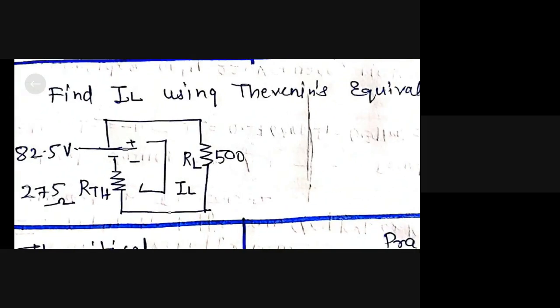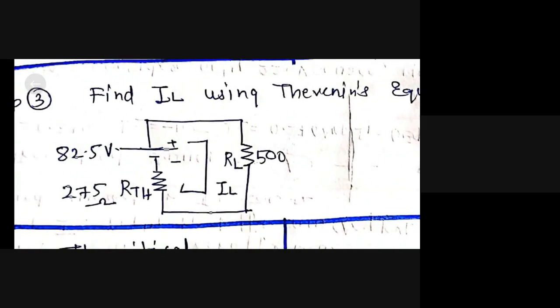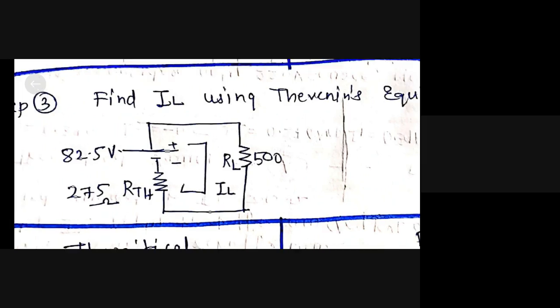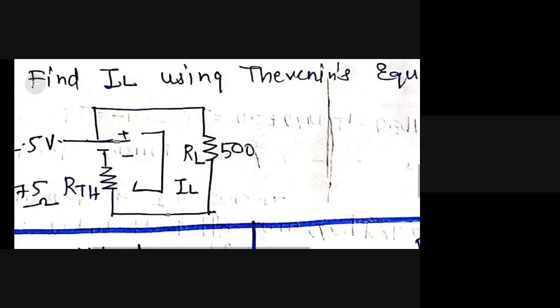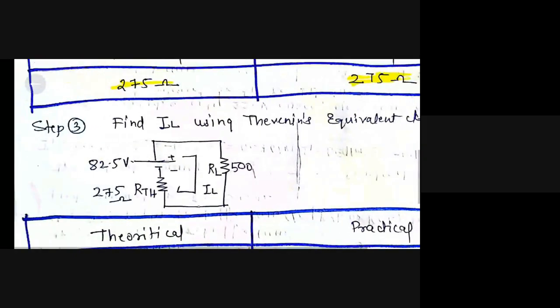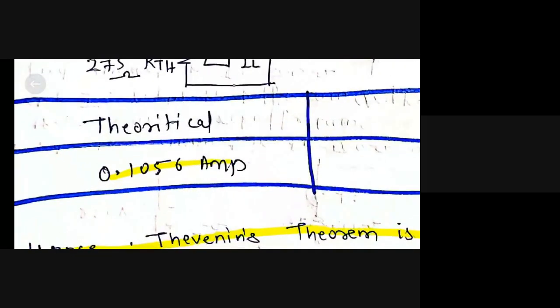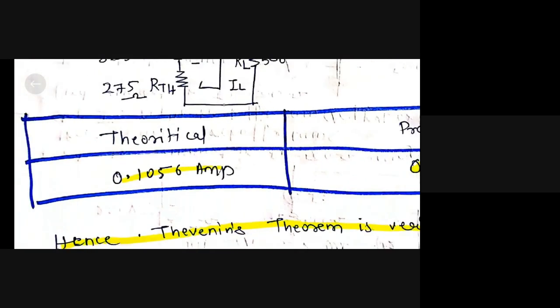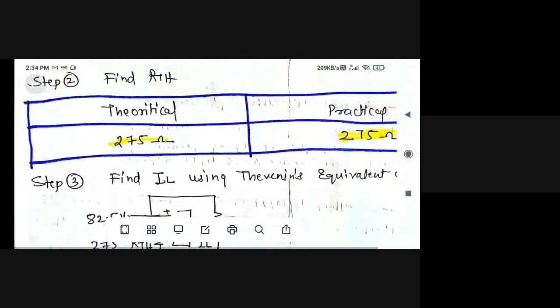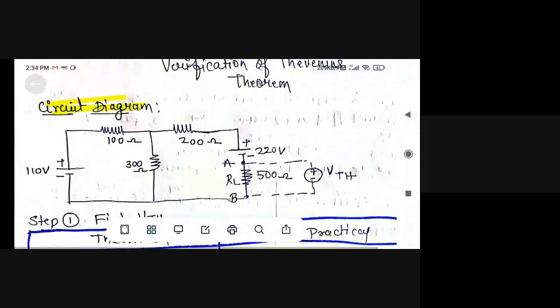So this is our Thevenin's equivalent circuit. VTH is 82.5 volts, and RTH and RL are placed in series. RTH is 275 ohms and RL, our load resistance, is 500 ohms. So theoretically you will get the current as 0.1056 amperes. Now all these theoretical values we are verifying practically.